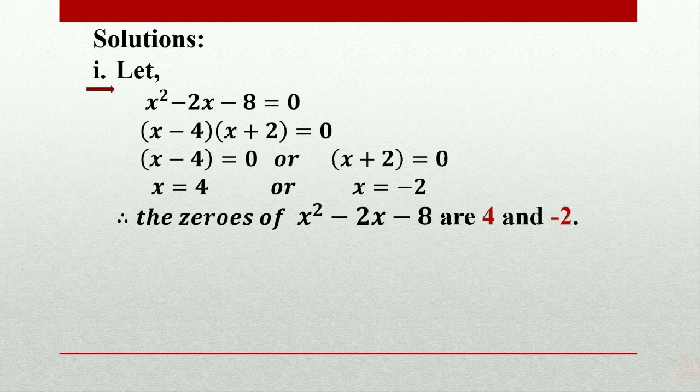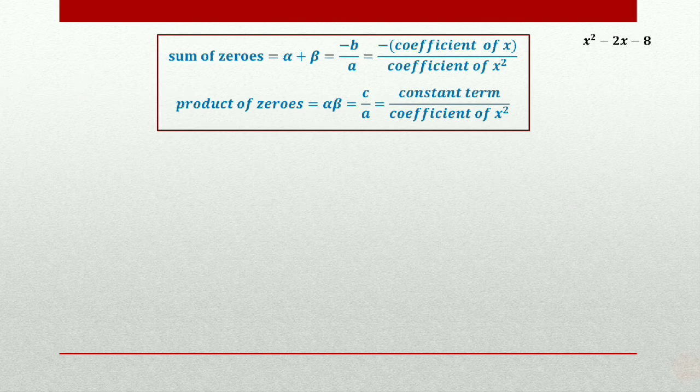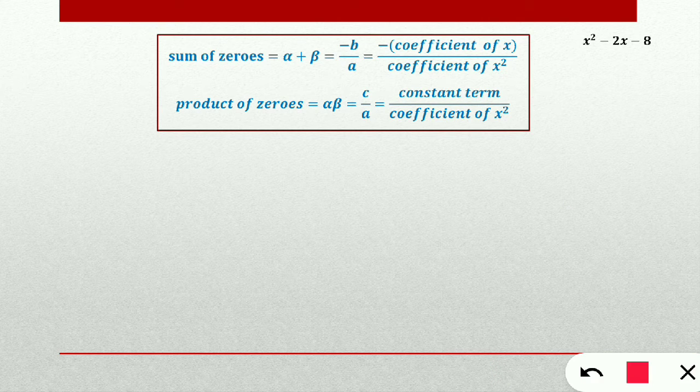Now we know the relationship between zeros and coefficients of a quadratic polynomial, which is sum of zeros is equal to alpha plus beta is equal to minus b upon a, which is equal to minus of coefficient of x upon coefficient of x square, and product of zeros is equal to alpha into beta, which is equal to c upon a, which is equal to constant term upon coefficient of x square. Here alpha and beta are zeros of a given polynomial.